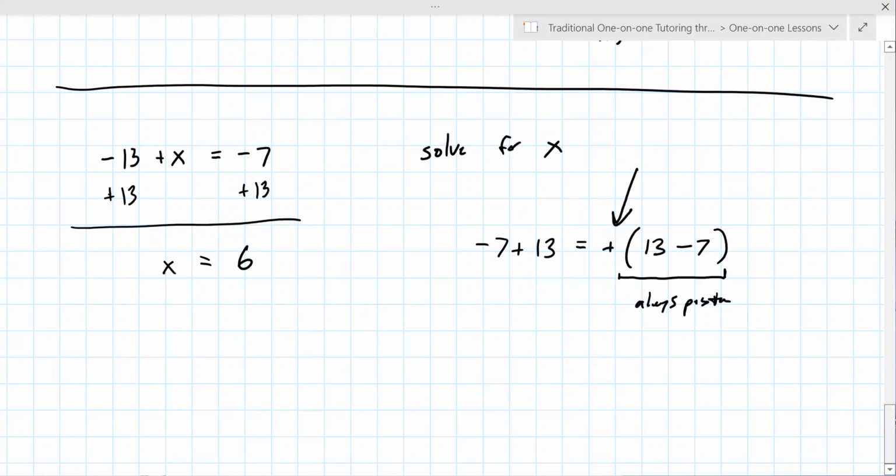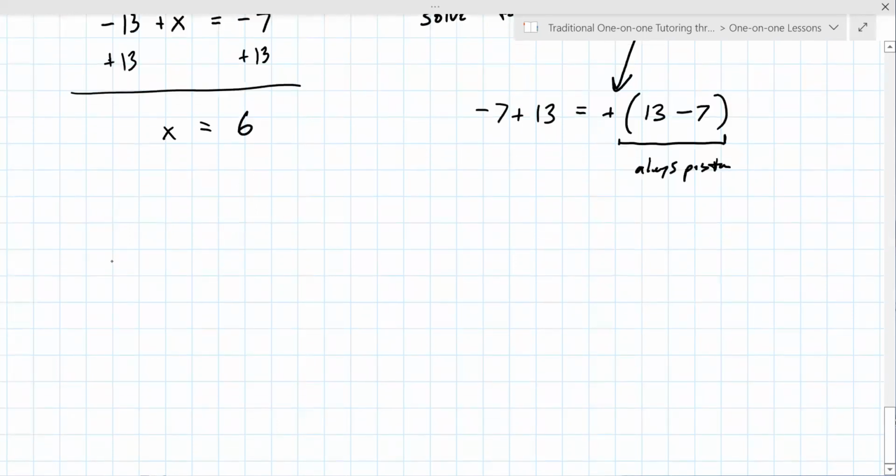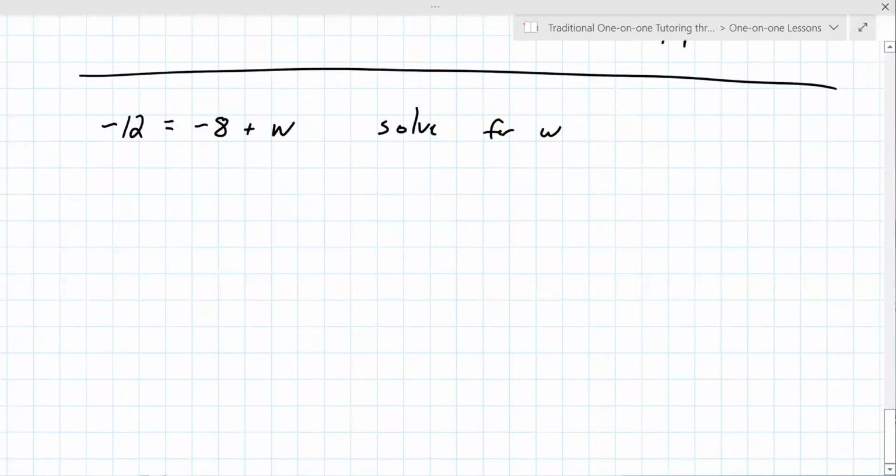Okay, so let's try another one here because I really want you to get this down. Let's say it's -12 equals -8 plus w. I want you to solve for w. Okay, so add 8. Would it be -4? w equals -4. Good. Excellent.